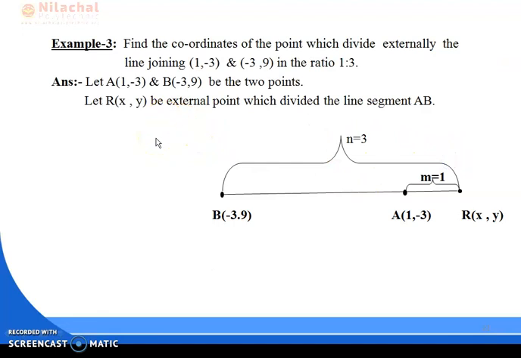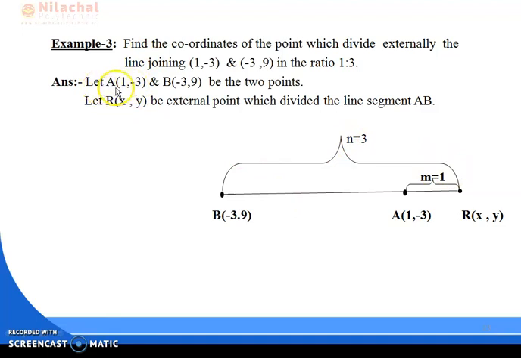So, let's see an example. Find the coordinates of the point which divides externally the line joining 1, minus 3 and minus 3, 9 in the ratio 1:3. Let's see, A point is 1, minus 3, B point is minus 3, 9, and R is the another point, an external point, which divides the AB line externally in the ratio 1:3. That means M is 1 and N is 3.